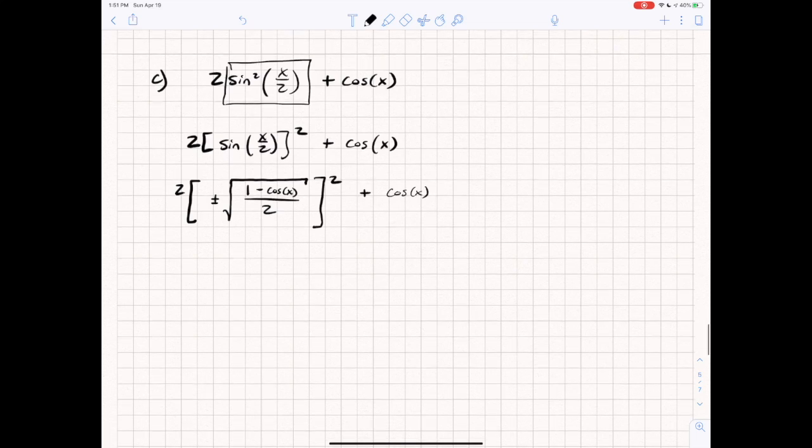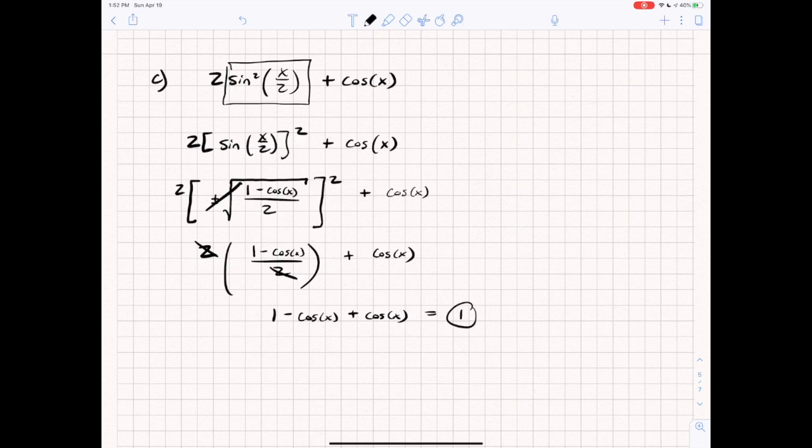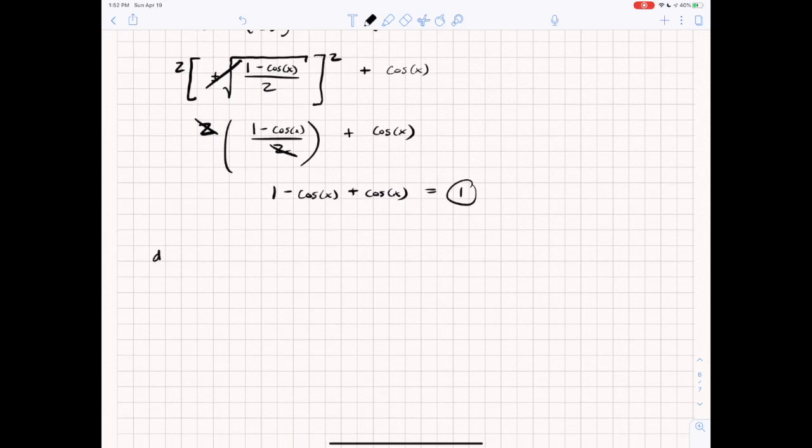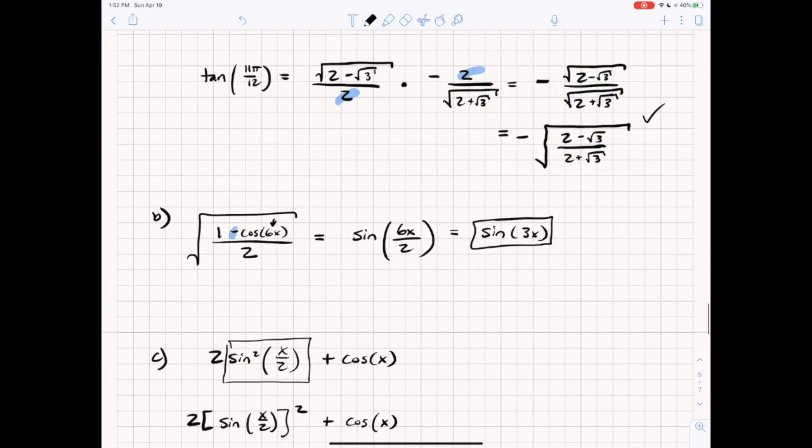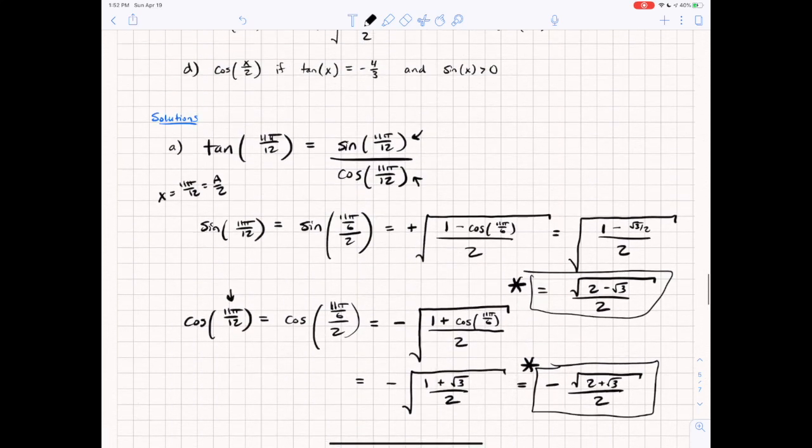Now, the square is going to cancel out the square root, leaving me with 2 times 1 minus cosine of x over 2. Well, 2 up top, 2 on the bottom means the 2's will cancel. So then I'm left with 1 minus cosine x plus cosine x, which means the answer is just 1. So everything simplifies down.